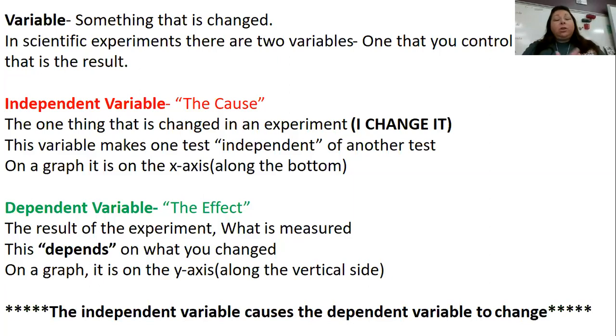Okay, if you're looking at a graph, this is the part that gets confusing for people. If you're looking at a graph trying to figure out what is what, the X is the bottom, okay? And your X would be your independent. And the Y is the side, up and down, okay? And that's gonna be your dependent.